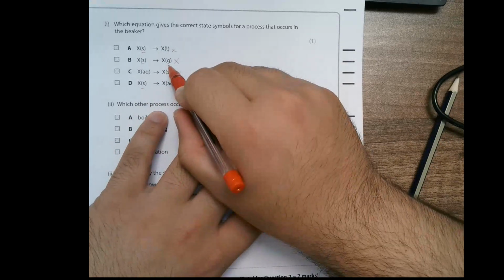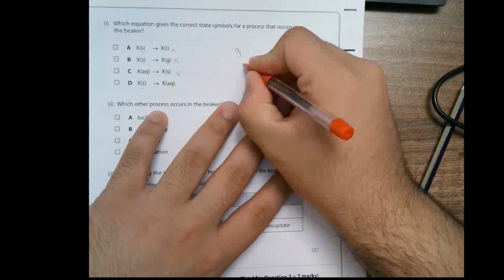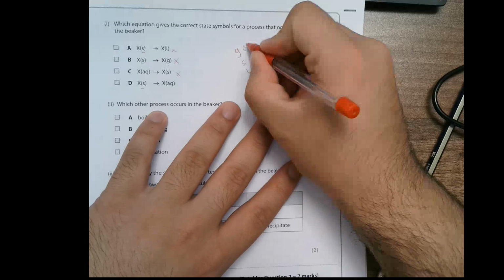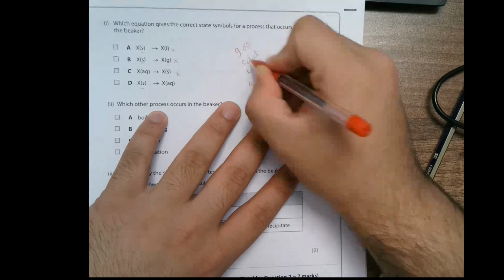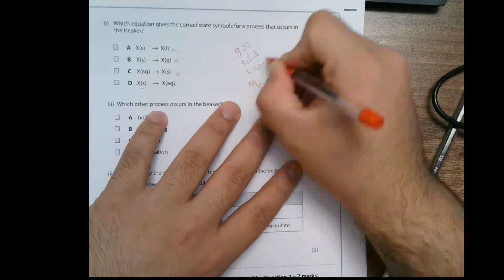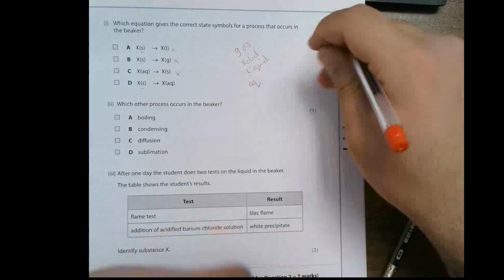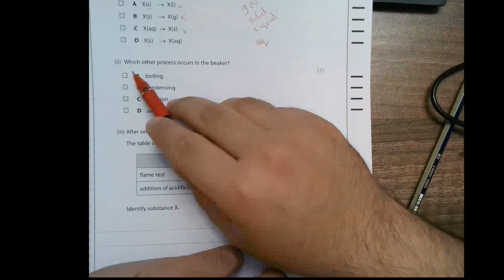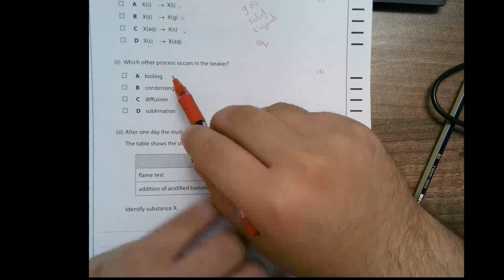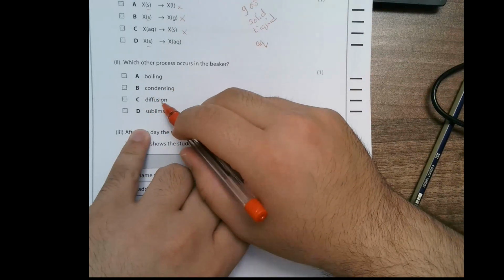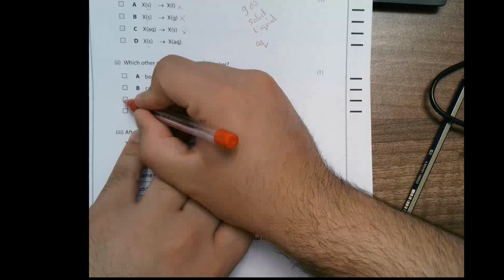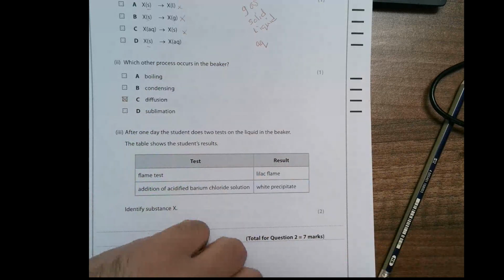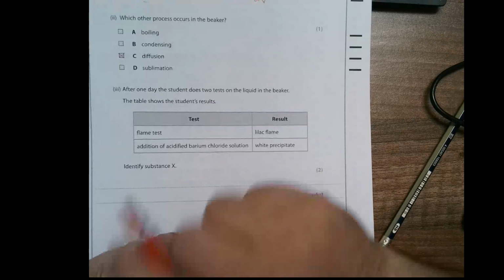So that G means gas. Just quickly write down your state symbols, always to remember what they mean. So G, gas, solid, liquid, and I'm going to leave AQ as aqueous. It means dissolved in water. Which other process occurs in the beaker? Apart from dissolving, we also have diffusion as well. Substances do move from an area of high concentration to an area of low concentration.